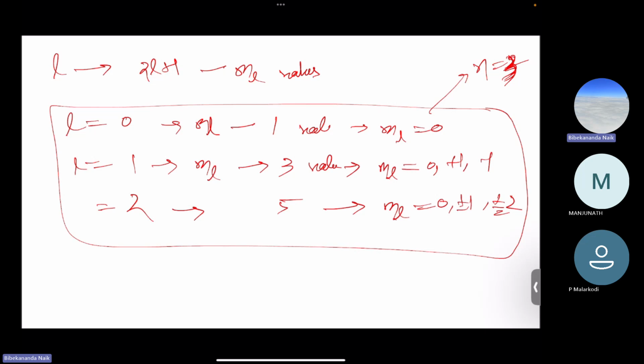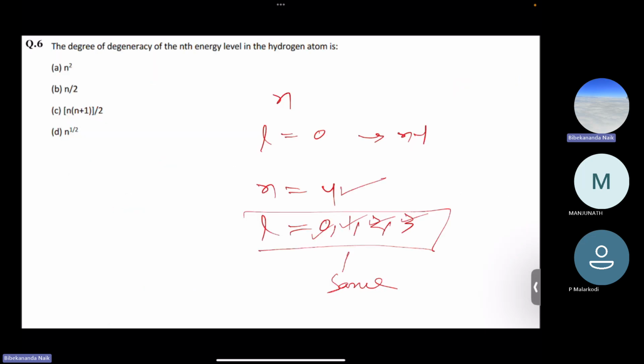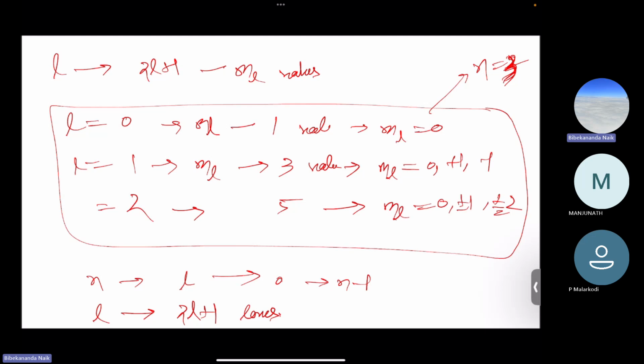So under that case, how will we calculate the degeneracy? We know for a particular value of n, L can have values from 0 to n minus 1, and for a particular value of L, there are 2L plus 1 levels. So basically, the degree of degeneracy means how many labels are there for a particular value of n. Is this clear to you? Yes, sir. So now we will calculate, if there is an n value, how many labels are possible for a particular n value.